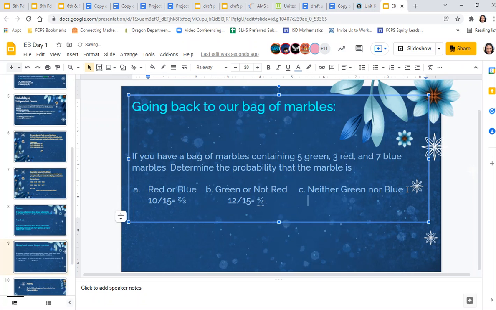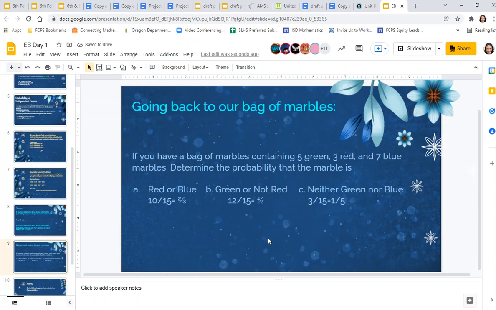And then we've got neither green nor blue. So if it's not green or blue, what is it? It's red. Good. So that would give us 3 out of 15, or 1/5. Okay. So just a little bit of fraction work. I am perfectly happy with decimals as long as they are either exact or rounded correctly.